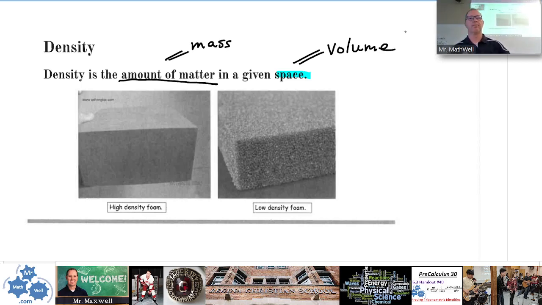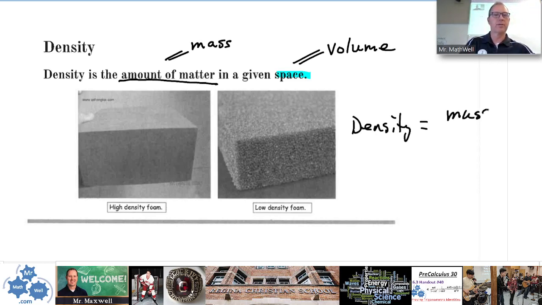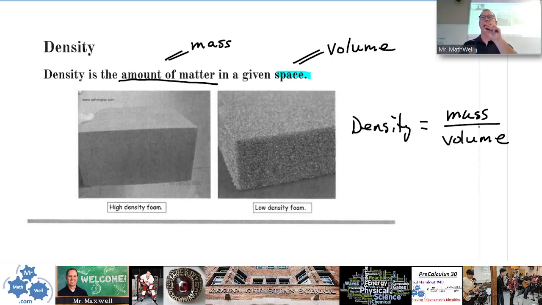Volume, okay? So density is literally mass divided by volume. So I'll write that down as well. The amount of matter in a given space, density is specifically calculated by taking mass and dividing it by the volume. And then the density will have the units of whatever the mass was, let's say it's grams, and whatever the volume is, let's say it's milliliters.